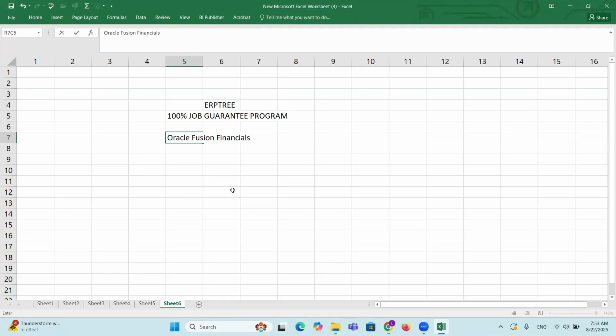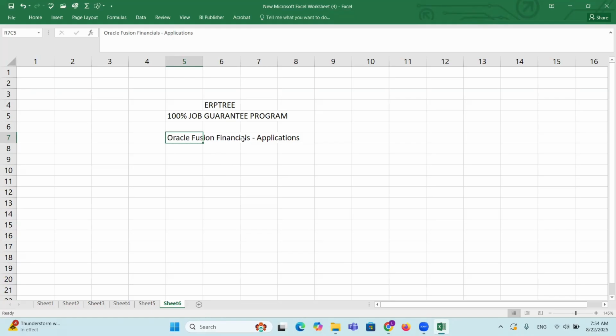The Oracle Fusion Financials are applications. In this program, we learn about applications which deal with finance related data related to companies. It's very simple to understand.